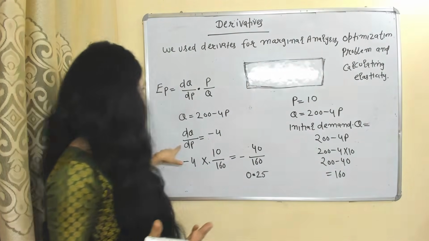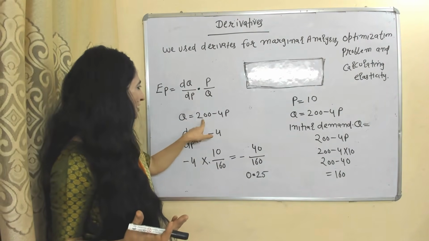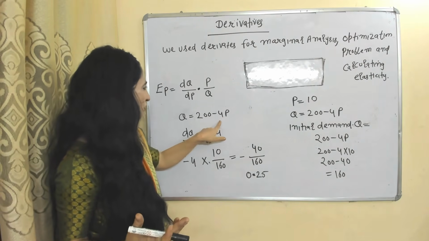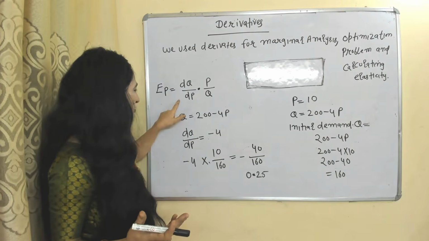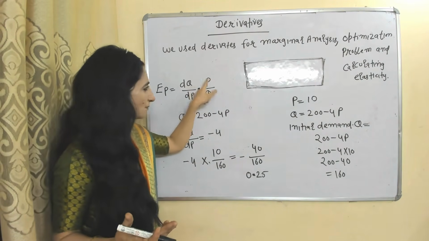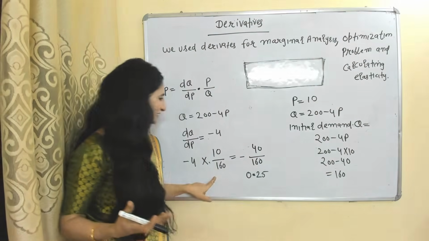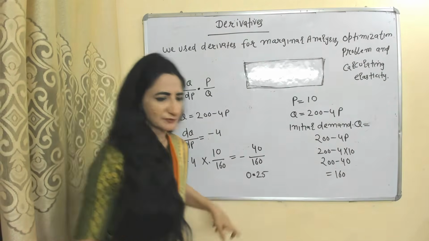Now we differentiate with respect to P. When we differentiate with respect to P, the differentiation of the constant is 0 and the differentiation of 4P is equal to 4. So in place of dq over dp, we will put minus 4, and in place of P, we will put 10. In place of Q, we will put 160. When we solve, it will become equal to 0.25.